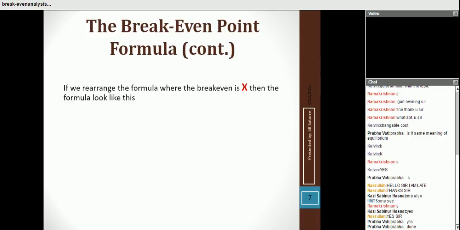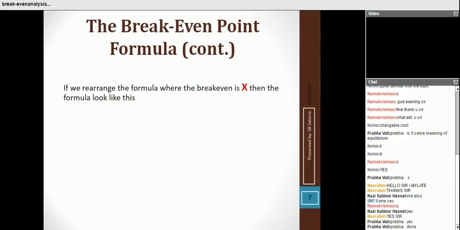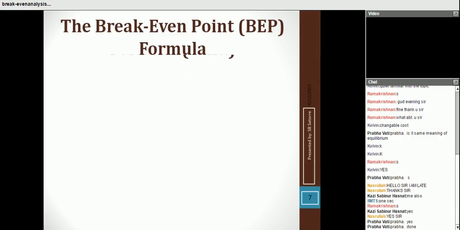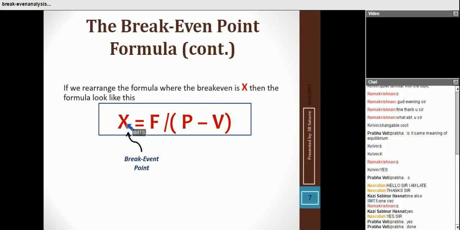If we rearrange the formula where the break even is X, then the formula looks like this, right? X is equal to F divided by P minus V, right? Now here X is called the break even point, right? So this formula and the last formula are the same, right? It's just that they have isolated X on one side of the equal sign and the rest of the terms on the other side of the equal sign. So the formula looks like this, right? X is equal to F divided by P minus V.